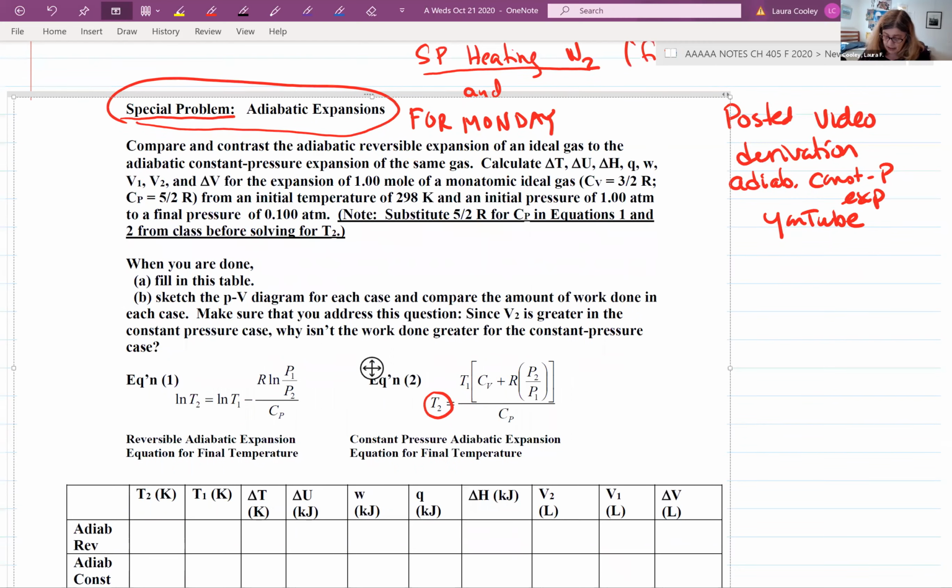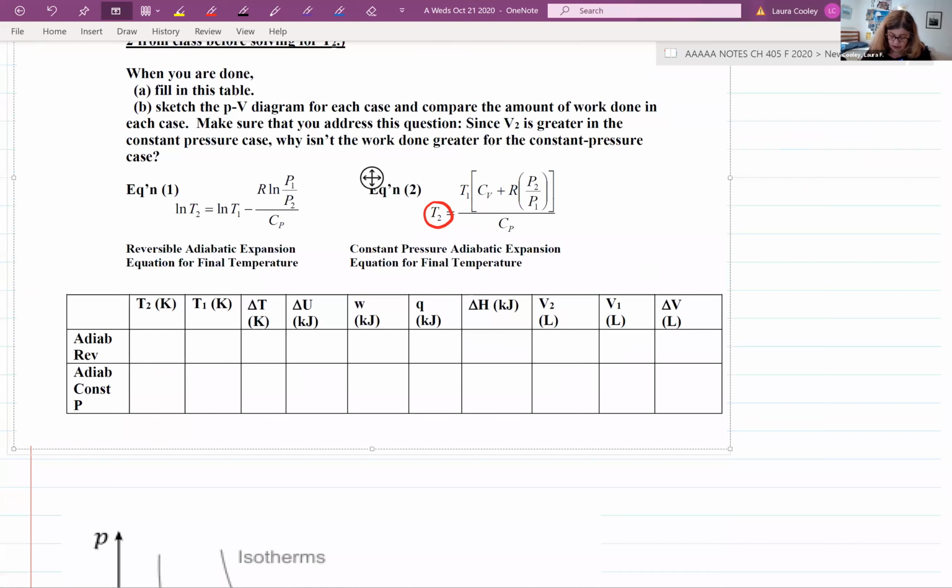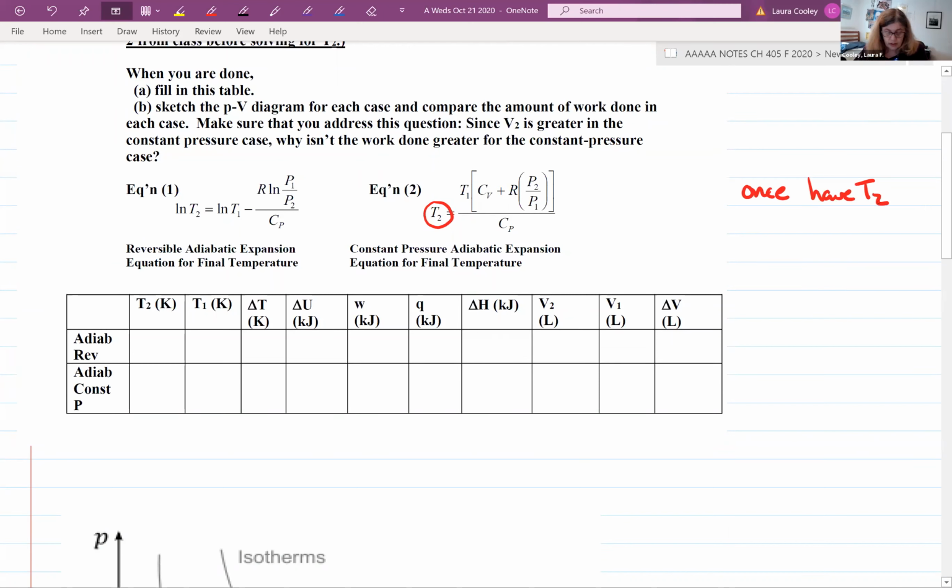Well, once you have the T2, so you get T2 for each of these from this equation, you can get the delta U from that using the equations I told you about last time. You can get delta H. You can get Q and W. Q is 0 because it's adiabatic. That's what it means. And W would then be equal to the change in internal energy because Q is 0.